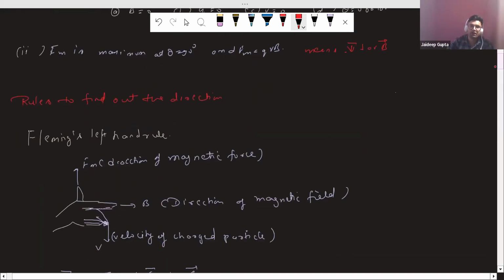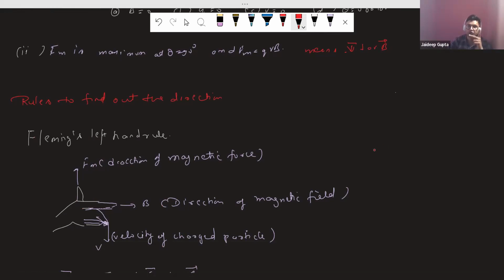Now, rules to find out the direction of a magnetic force on a charge. We will use Fleming's left hand rule, in which the thumb will give you the direction of magnetic force. Sorry, thumb will give you the direction of force, the forefinger you have to align along the magnetic field, and the middle finger along the velocity.